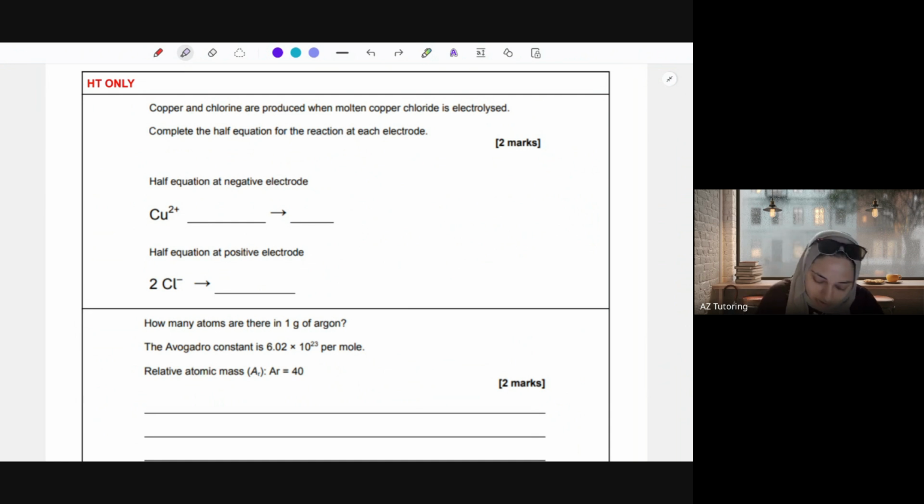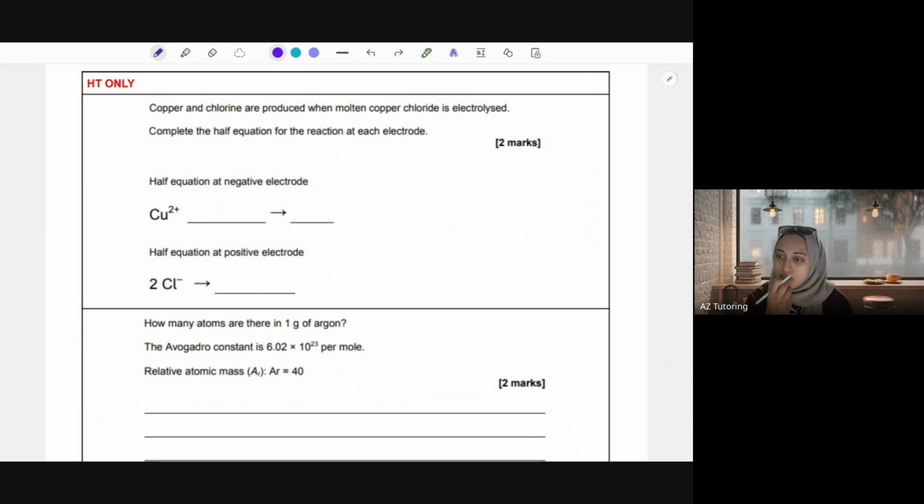So let's just do these ones. Copper and chlorine are produced when molten copper chloride is electrolyzed. Complete the half equations for the reactions at each electrode. So we've got the half equation at the negative electrode and the half equation at the positive electrode.